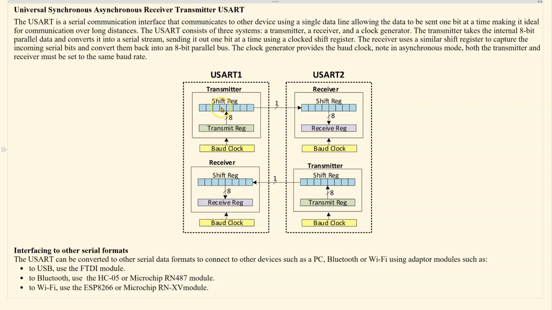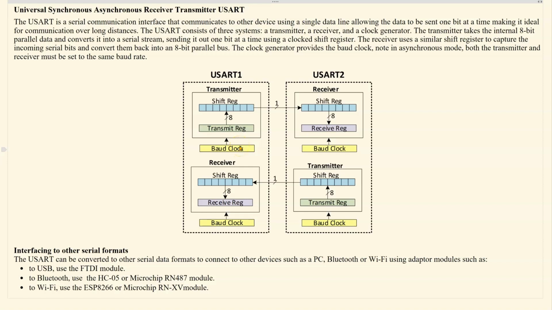A shift register is used to shift the 8-bit data out 1 bit at a time. This is then sent into a receiver shift register, and when the data has been received, it's converted back into an 8-bit data. The clock generator provides the baud clock. Note that in asynchronous mode, both the transmitter and the receiver must be set to the same baud rate.